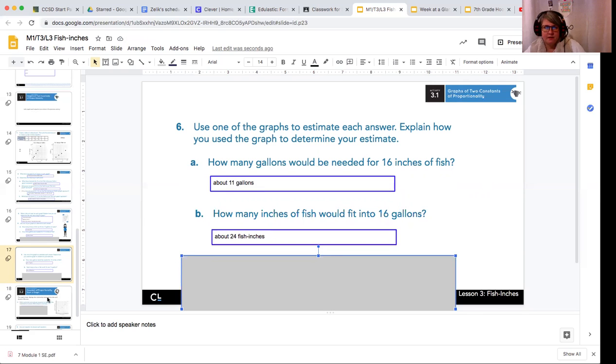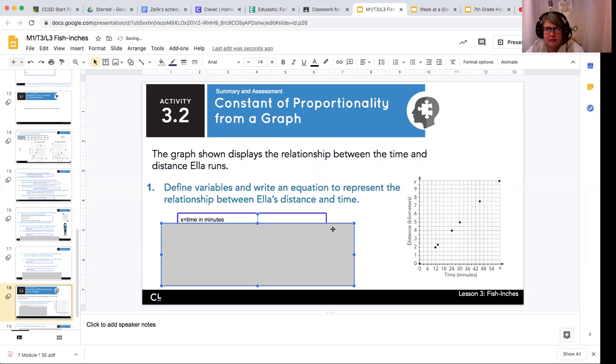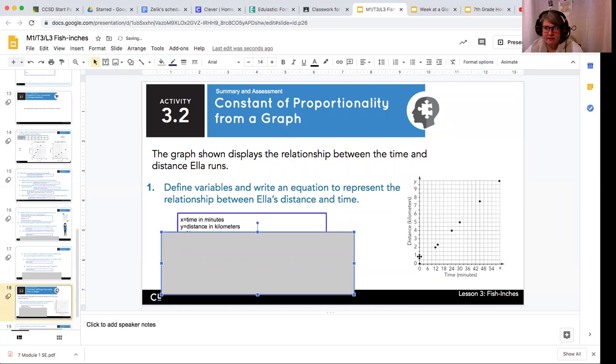Okay, and so let's wrap this up. So the constant of proportionality from a graph. This graph shows the relationship between time and distance that Ella runs. Define the variables and write an equation to represent the relationship between Ella's distance and time. So let's look at the values here. I picked X to represent the time because it's on the X axis. You might have said T is time in minutes. That would have been logical. Y is our distance in kilometers.